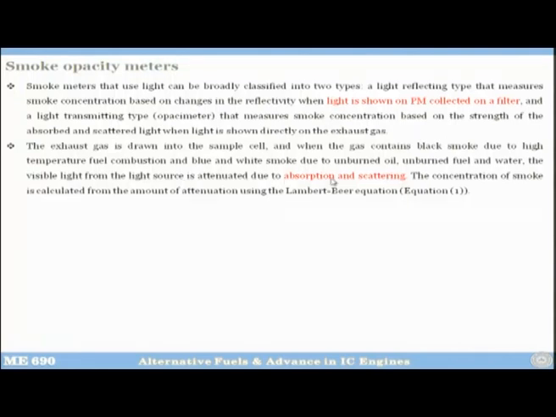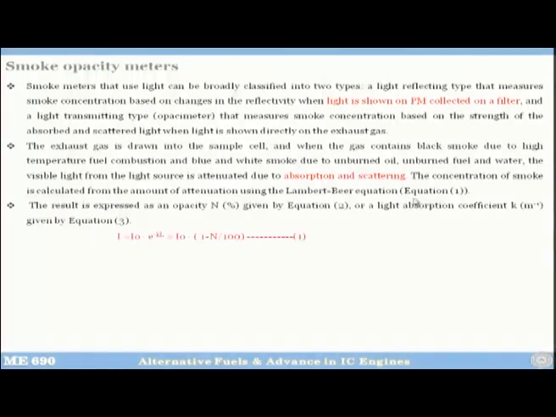So, if there are any black particles or blue smoke or white smoke, it is going to block the light, and it is going to attenuate through absorption and scattering of the photons. The concentration of the smoke is calculated from the amount of attenuation using the Beer-Lambert equation. What is the Beer-Lambert equation? I will just show you. This is the Beer-Lambert equation.